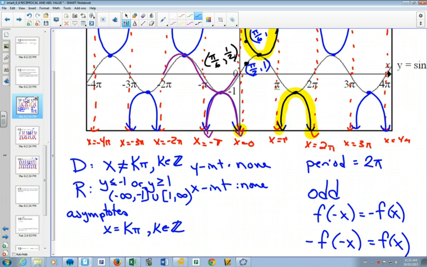That's right. The asymptotes are always at the original graph's x-intercepts, because remember what the reciprocal does is it changes every y value to 1 over y. And all of these points that were originally x-intercepts, all of those points are where y would be 0. And when you do 1 over 0, that's not allowed. So that's why we get those vertical asymptotes.